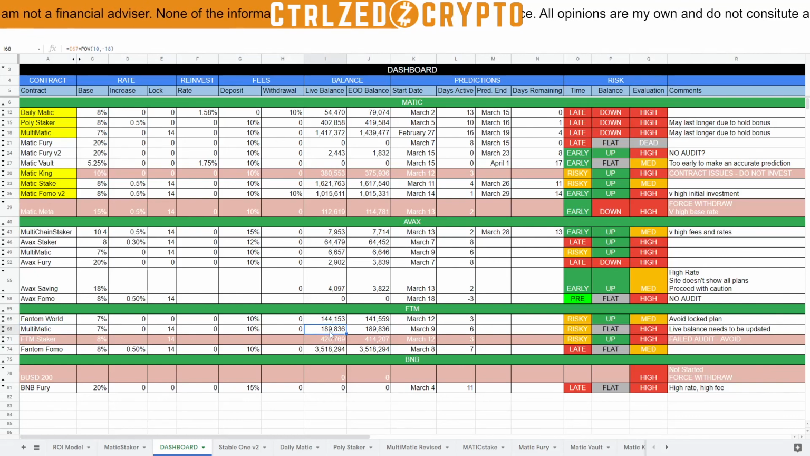I don't know. In any case, it's risky. It's high. And the reason being, it's been open for 6 days. It's the same Multimatic everywhere. If you believe in Multimatic, you might think that this is good. Personally, I wouldn't invest in this on the Phantom network right now. That is my opinion.